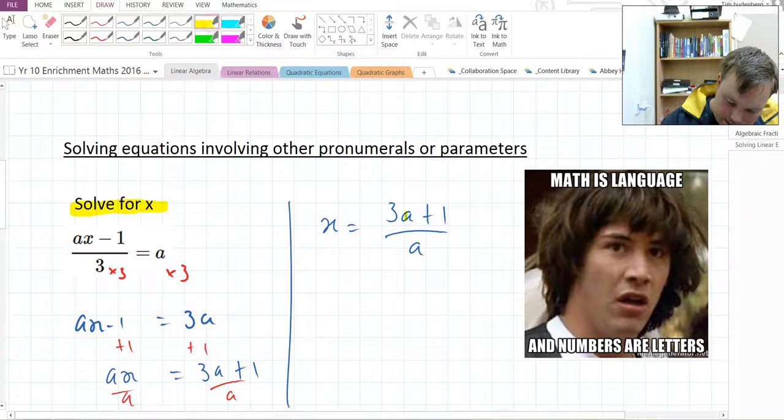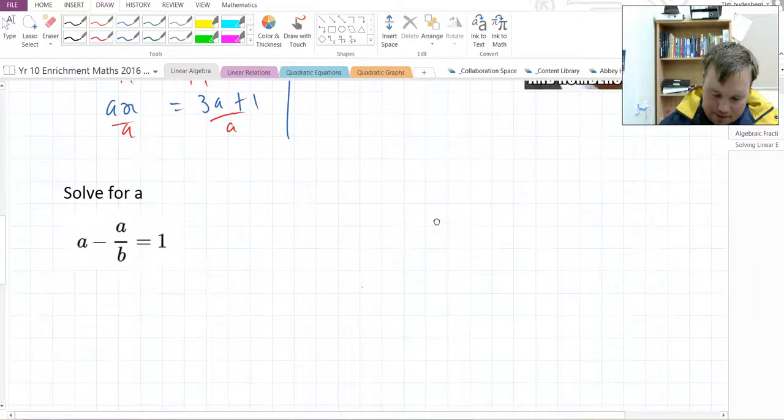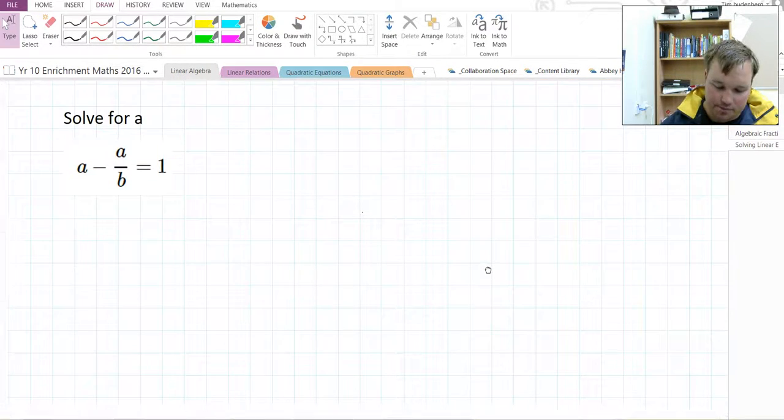Don't get tempted to cancel these a's, because a is not a common factor on top. There is no a in that term there. So this is as far as we can go. X is equal to 3a plus 1 over a. Second equation. Now, I do assume you're taking notes throughout this.